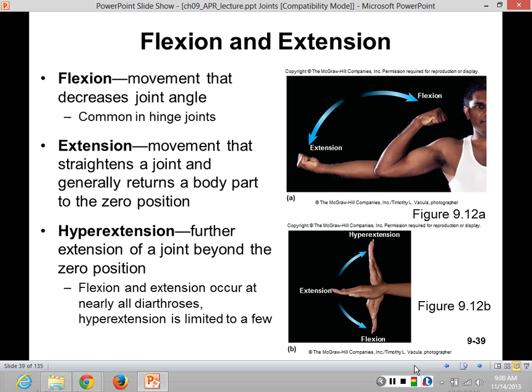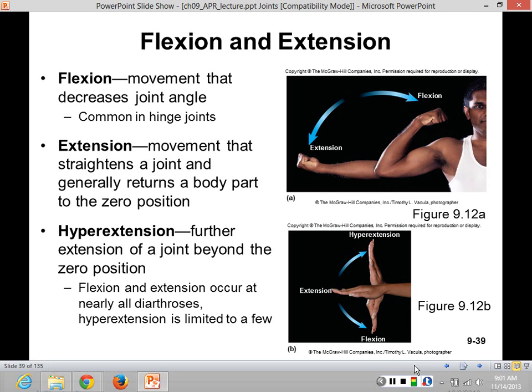Page 291. The movement that straightens a joint and generally returns a body part to the zero position. For example, straightening the elbow, wrist, or knee, or returning the arm or thigh back to zero position. In stair climbing, both the hip and knee extend when lifting the body to the next higher step. Uh-oh. That's a test question. The hip and knee extend when lifting the body to the next higher what? Step?